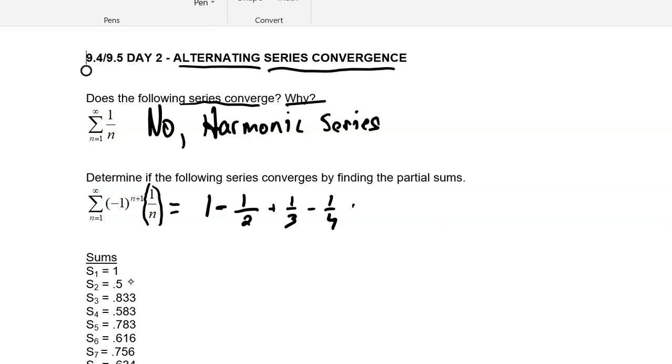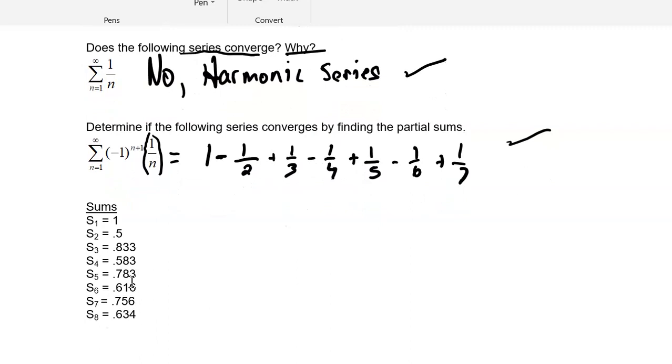So our sign is going to alternate, and we continue to get the same series that we dealt with quite a bit in the previous set of notes. Up here is the harmonic, down here is what we call the alternating harmonic. This question is asking you to determine if the following series converges by finding the partial sums. That's what I have over here.